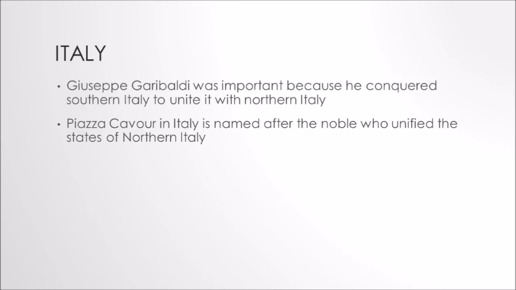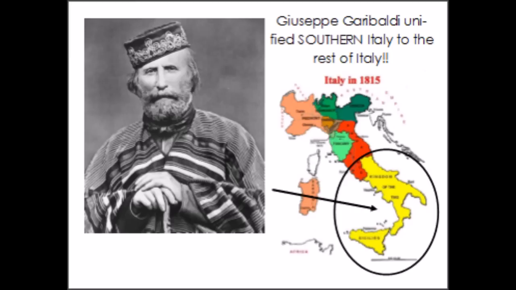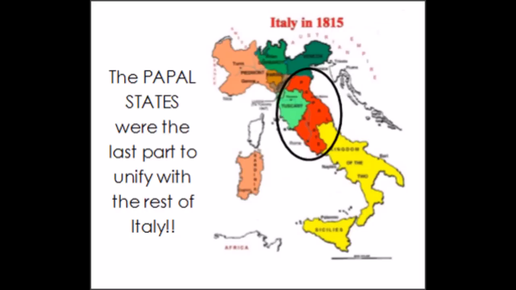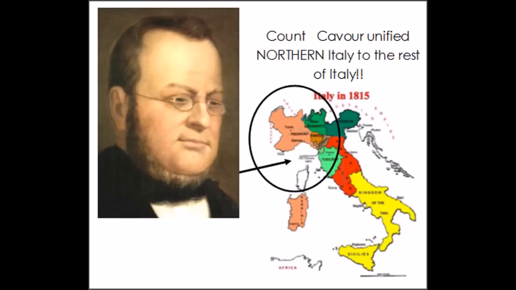Italy and Germany were some of the last countries to be unified in Europe. Giuseppe Garibaldi was important because he conquered southern Italy to unite it with northern Italy. Piazza Cavour in Italy is named after the noble who unified the states of northern Italy. Here's a picture of Giuseppe Garibaldi, who unified southern Italy to the rest of Italy. The Papal States were the last part to unify with the rest of Italy. And Count Cavour, who unified northern Italy to the rest of Italy.